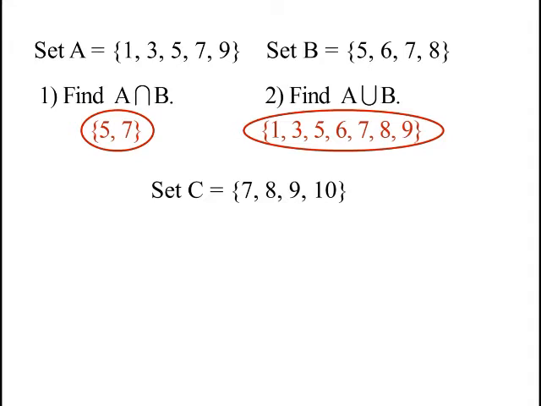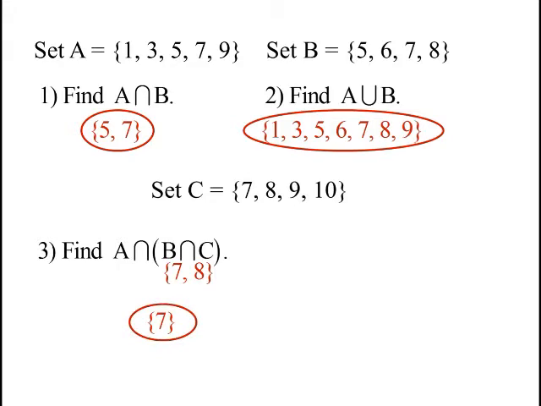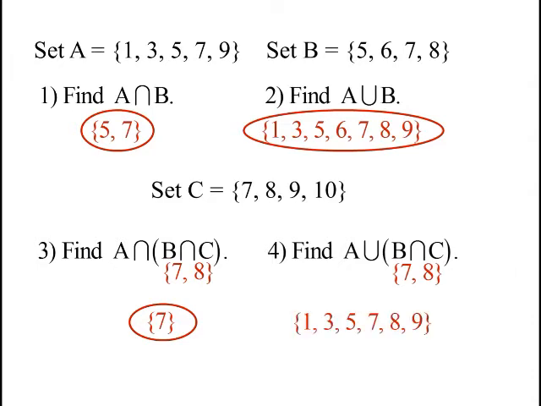Set C we're going to add to it now: 7, 8, 9, and 10. What is A intersect B intersect C? So what you'll have to do first is what's in parentheses first. You follow the order of operations. B intersect C is what those two have in common. Looks like it's just 7 and 8. And then A intersected with that, the only thing that A has in common with 7 and 8 is 7. So that's that. And then finally, A union B intersects C. We already figured out what B intersects C is, 7 and 8. So if you put A together with that, it's 1, 3, 5, 7, 9, and then just add 8 to it.